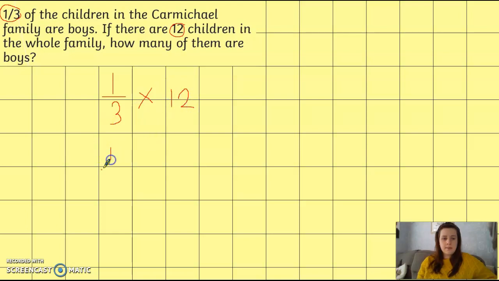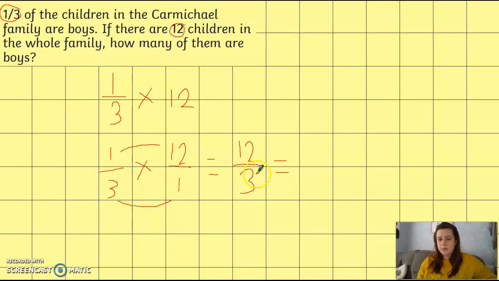Okay, so the sum that we've got, so we've got 1/3 times 12, which is the same as 1/3 times 12 wholes, so 12 ones, because we've got 12 whole children, no children in half. They've got 1 times 12 equals 12. 3 times 1 equals 3. So we've got 12 thirds.